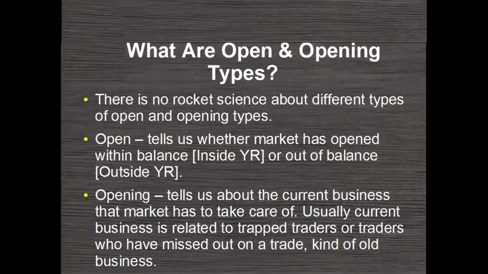But if it opens inside yesterday's range, you adjust your expectations as to most likely today's range will be similar to yesterday's range. So yesterday, if it was a 60-point range, today more or less we will be around 60 points. So these are the expectations. You set them and then you try to match whether the market is really following what you are expecting or not, and then you adjust your trading decisions based on that.